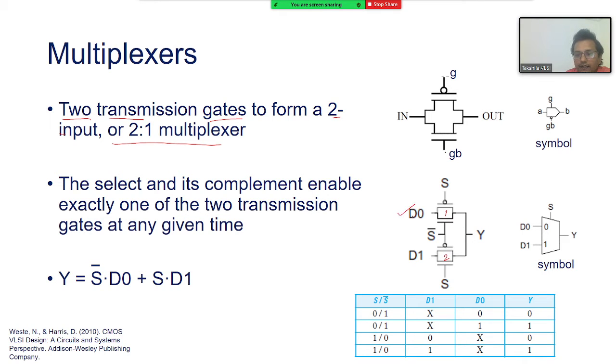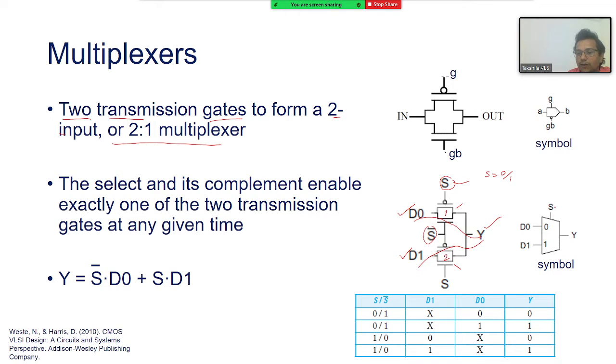I have a data line D0, I have a data line D1, and I have a control signal S. When I have a control signal, I assume its complement is also available. S is available, it means S bar will be there. Based on the control logic, if S equal to 0 or S equal to 1, one of these pass gates will be active. Based on that, either D0 or D1 at a time will connect to output Y. This is how the circuit of the multiplexer works.